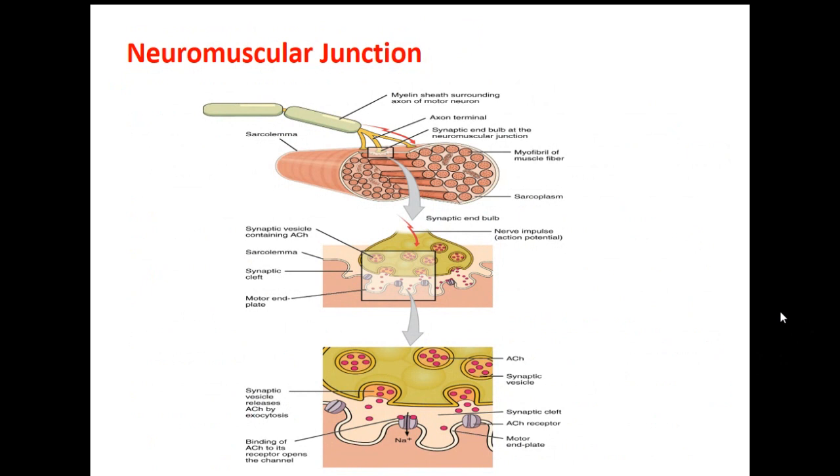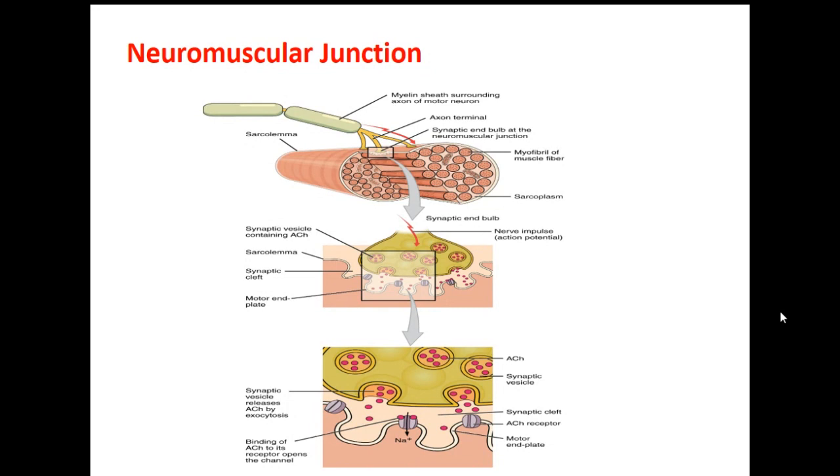How does it do that? Here's an enlarged view of that axon terminal, the end of the neuron, and this is the surface of the muscle fiber. When a nerve impulse comes along that neuron and gets to this axon terminal, there are vesicles in here containing molecules called neurotransmitters. In this case, the neurotransmitter is called acetylcholine. ACh is short for acetylcholine. That's what these are, acetylcholine molecules.